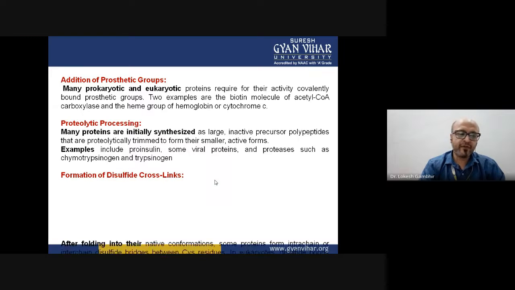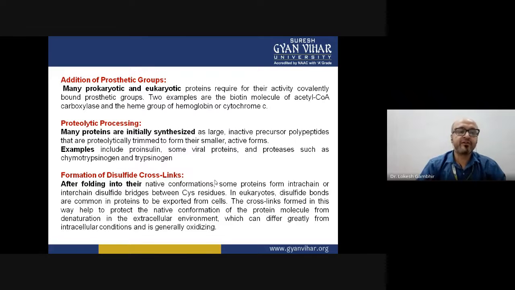And a few others I have mentioned here, like addition of prosthetic groups, as in the case of hemoglobin, or when we're talking about the biotin molecule, which is very much required for acetyl coenzyme A carboxylase. Until and unless the biotin is available, it will not perform its function. Or the heme group, which is required for cytochrome C to perform its function.